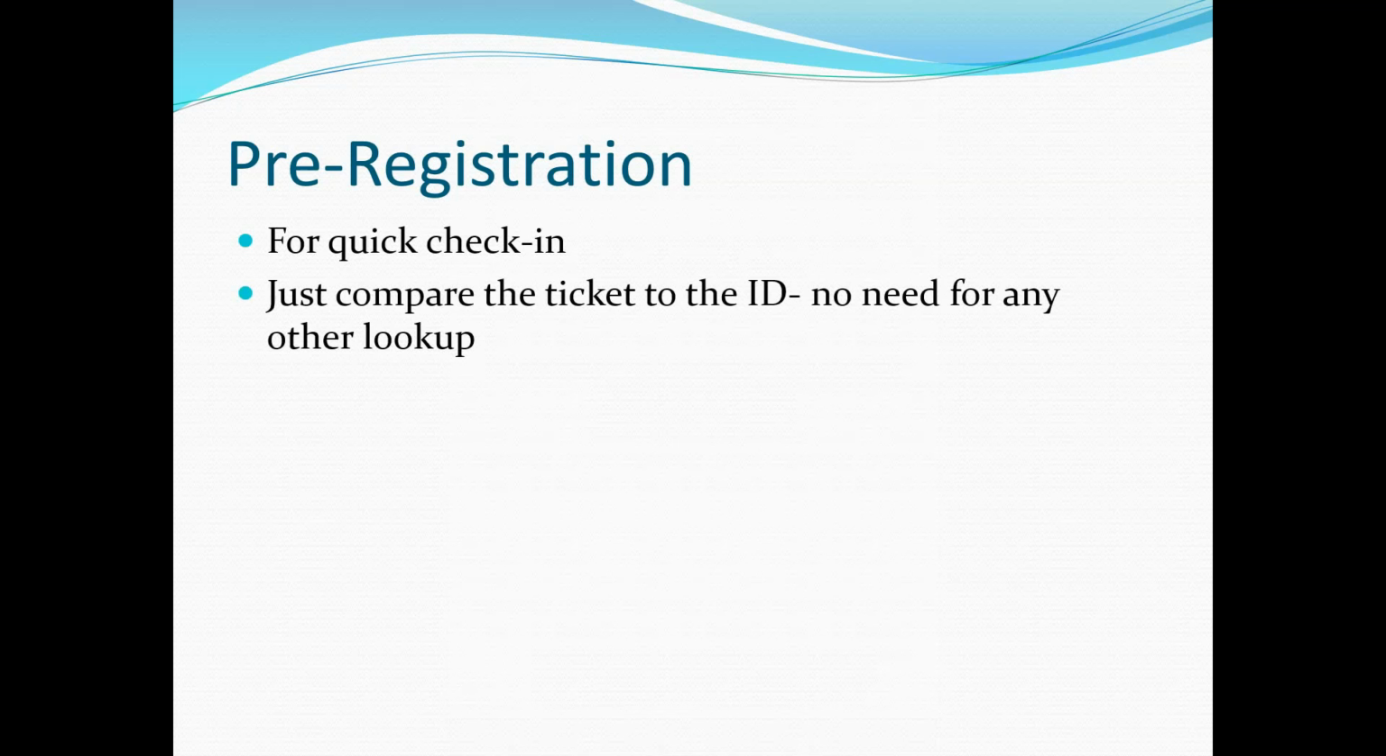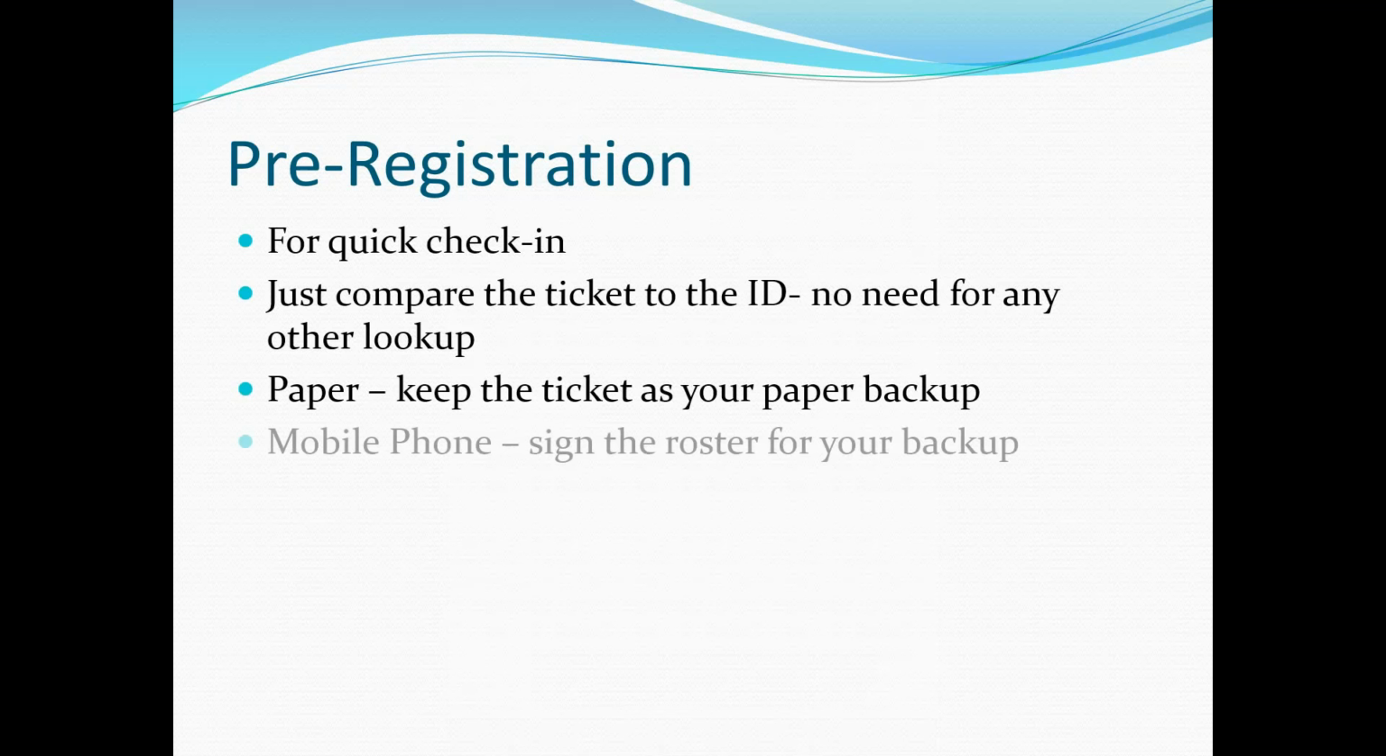They just will show you a ticket and their ID. You don't need to look them up. You don't need to sign them in. Well, except for, I'll show you here. You just compare the ID to the ticket, and they've already gone online and identified themselves. Now, they may have a paper ticket. If they do, you just keep that as your paper backup. Remember, we always need to have a paper backup.